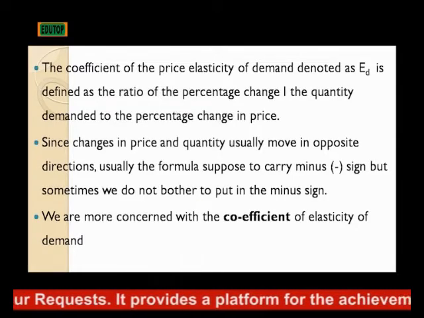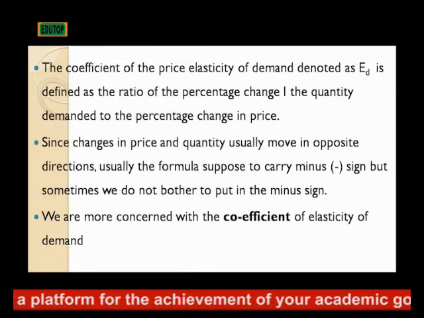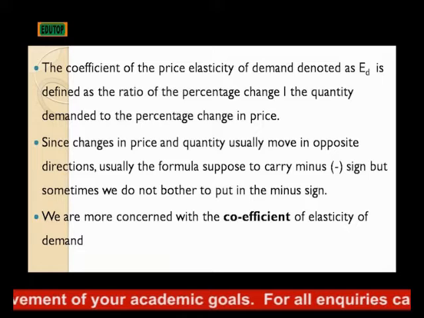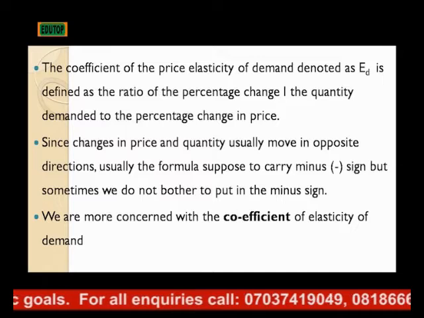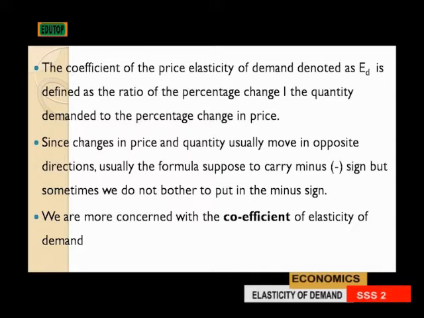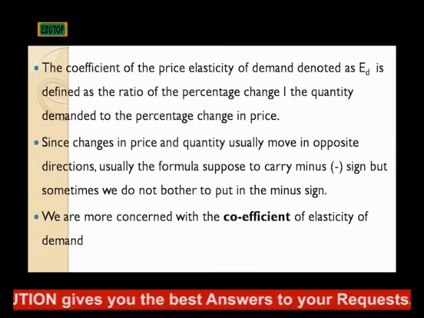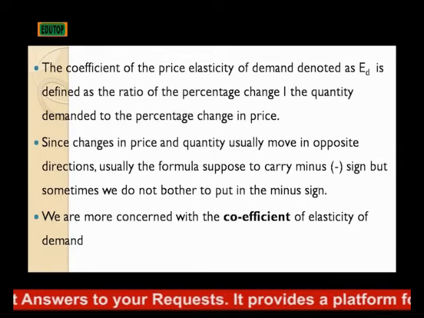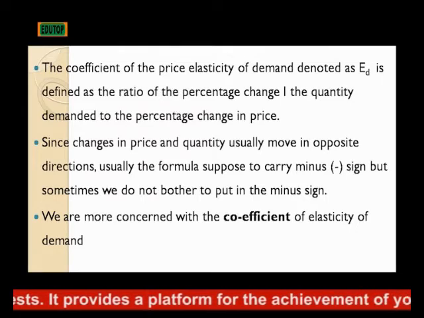Since changes in price and quantity demanded usually move in opposite directions, from the law of demand that says the higher the price, the lower the quantity demanded, we discover that there is a negative relationship between price and quantity demanded. Therefore, the formula will attract a negative sign. That is where the negative sign is introduced to the formula of price elasticity of demand, because of the negative relationship between price and the quantity demanded. Therefore, all the coefficients of the price elasticity of demand will always attract a negative sign.